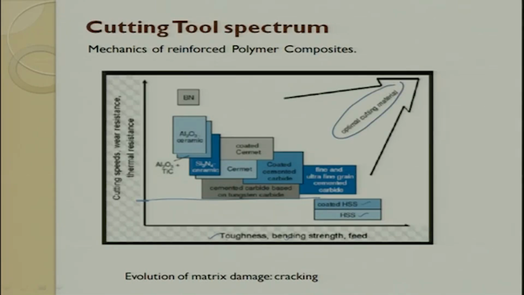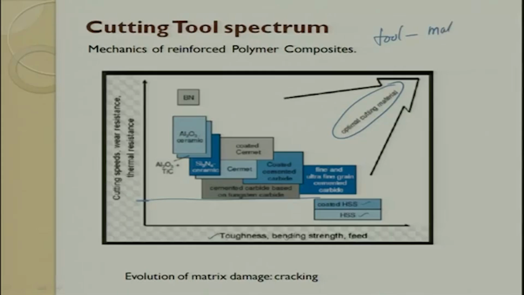So, what we want is a material to machine composites, but unfortunately today we do not have any tool material which can do very good composite cutting. In a tool there are two things, tool material as well as tool geometry. Geometry can be generated, but the tool material is a challenge. We would like to have materials in this zone, which is not available today.